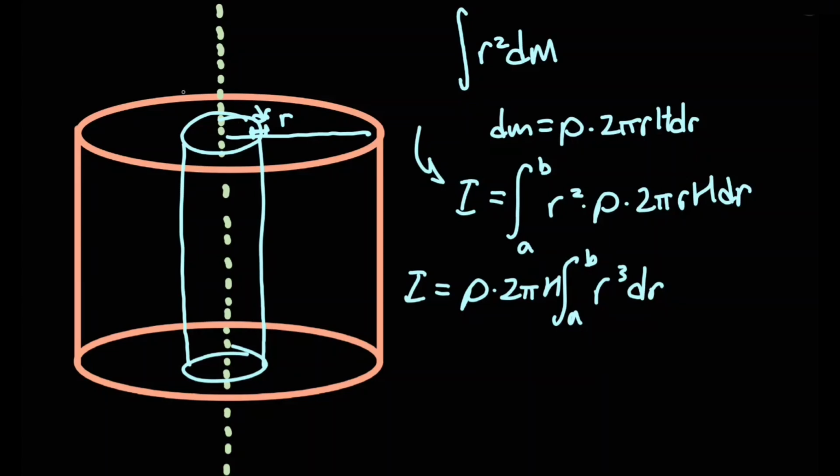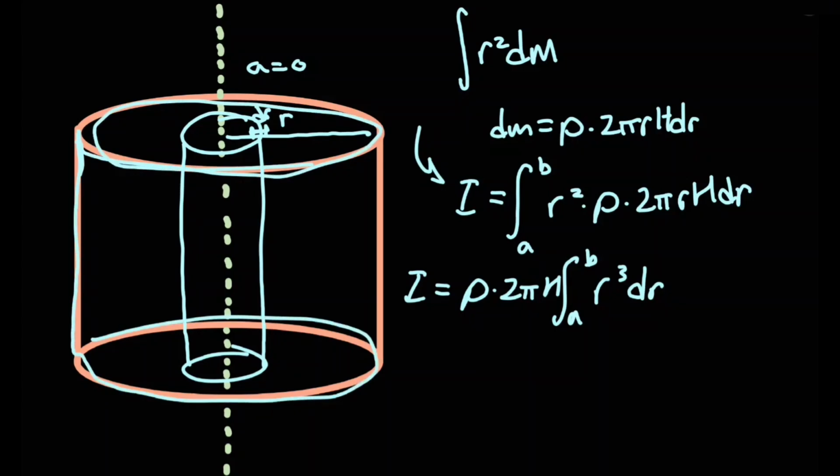So the first cylinder is just going to be the one that is literally the axis. It's so thin, you might as well have it be the axis of rotation. So that's a radius of 0. So a is going to be 0.